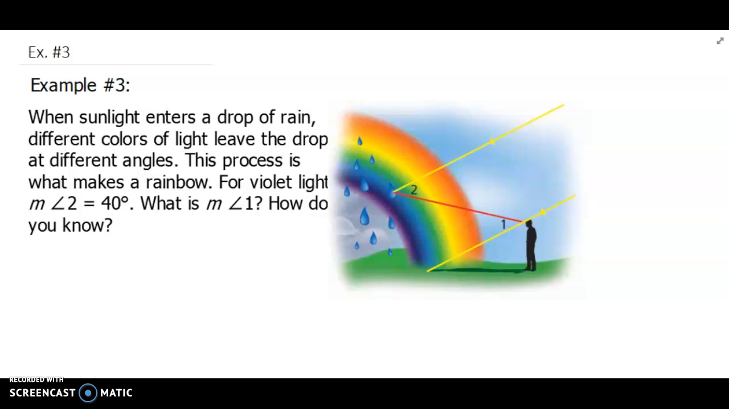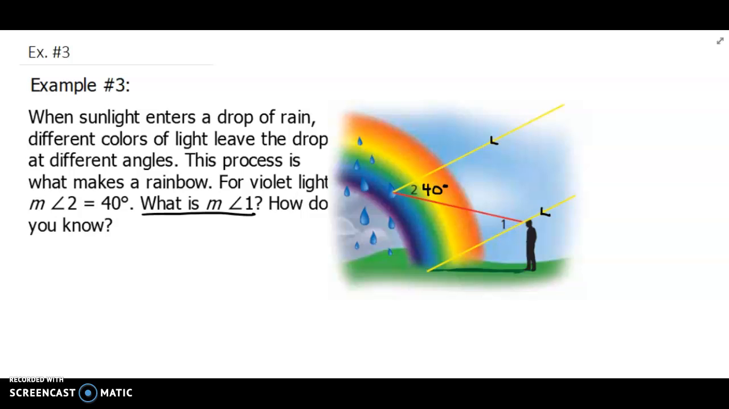All right, last example. It says when sunlight enters a drop of rain, different colors of light leave the drop at different angles. The process is what makes a rainbow. For violet light, measure of angle 2 equals 40 degrees. So right here it says angle 2, I'm just going to write 40 degrees. Now it's probably hard to see on your paper because it's in yellow, but there is an arrow here and an arrow here, meaning that these two lines are parallel. So the question is, what is the measure of angle 1 and how do we know?